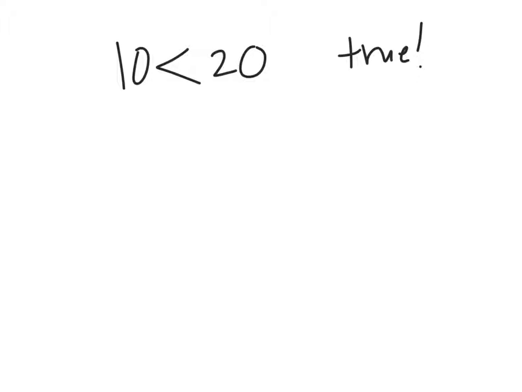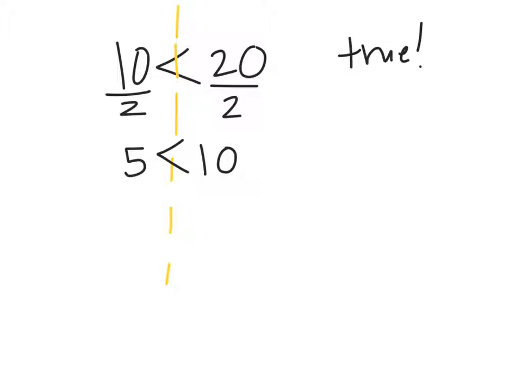Now, what I'm going to do is something really simple to both sides of this inequality. Both sides meaning look left side and right side. I'm going to divide the left side by 2 and divide the right side by 2. And I get 10 divided by 2, that's 5. 20 divided by 2, that's 10, which means that this symbol right here stays the same. 5 is less than 10.